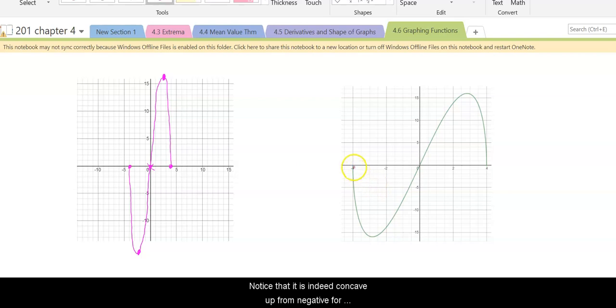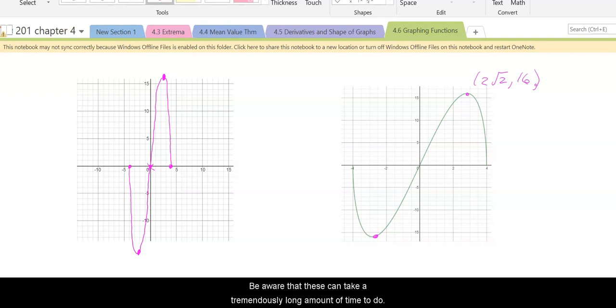Notice that it is indeed concave up from -4 up to 0, where it changes to concave down until it gets to 4. Notice that it does have a relative minimum here at -2 square roots of 2, -16. It also has a relative maximum here at what must be 2 square roots of 2, 16. This is the method that we will use in order to estimate the graph of the function.